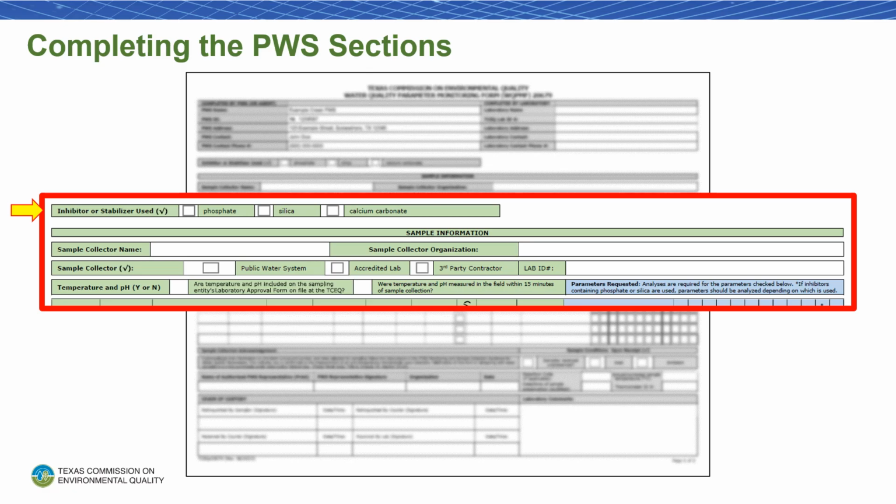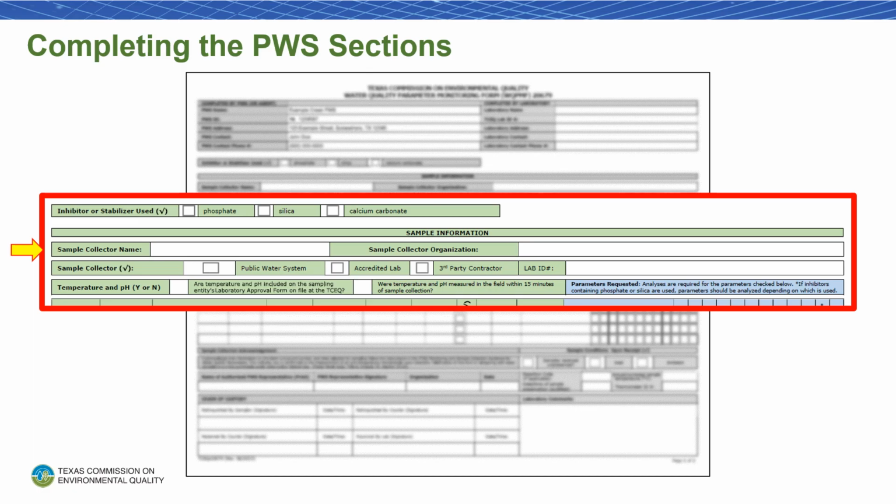Note that while the holding time for standard parameters is 7 days, samples containing orthophosphate have a holding time of 48 hours, and any orthophosphate samples submitted after this time will be rejected.